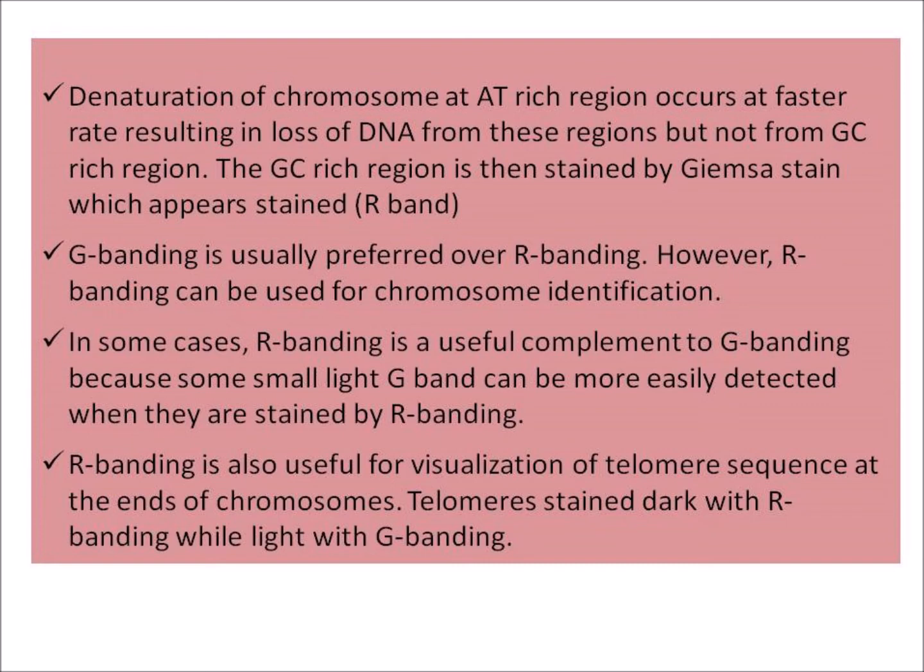G banding is usually preferred over R banding. However, R banding can be used for chromosome identification. In some cases, R banding is a useful complement to G banding because some small light G bands can be more easily detected when they are stained by R banding. R banding is also useful for visualization of telomere sequences at the ends of chromosomes. Telomeres stain dark with R banding while light with G banding.